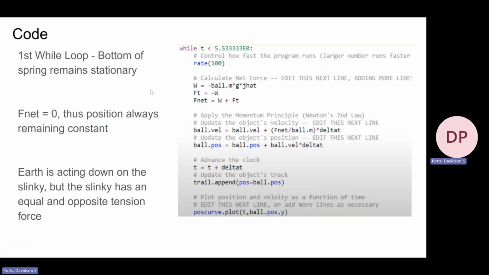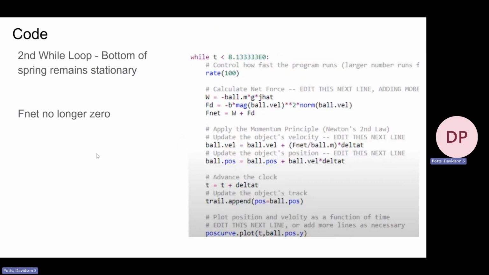This is split into two while loops. The first while loop is where the bottom of the spring remains stationary. In this instance, it's up until the 5 seconds that we talked about before. The whole time, you can see that we have to use the position update and velocity update formulas here, but nothing really happens. The net force is 0. Earth is always acting down on the Slinky, but the Slinky has an equal and opposite tension force, which we saw due to Newton's third law. That force of the Slinky is just a tension force, essentially.